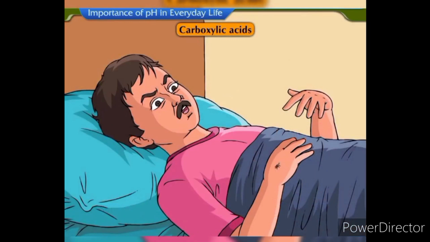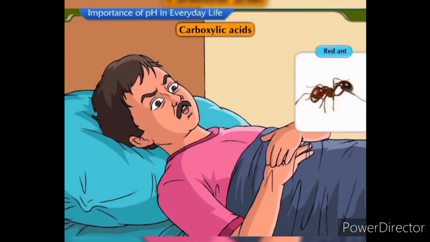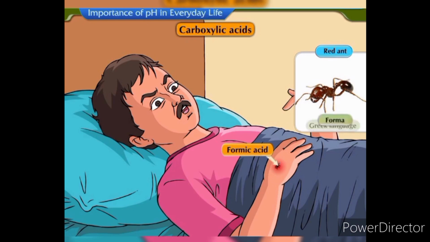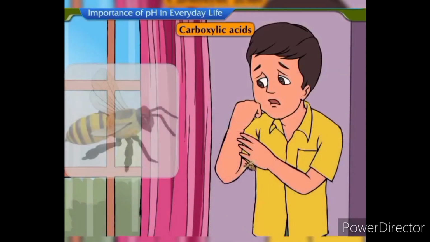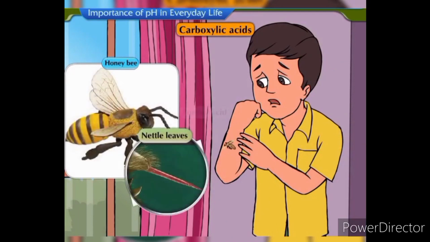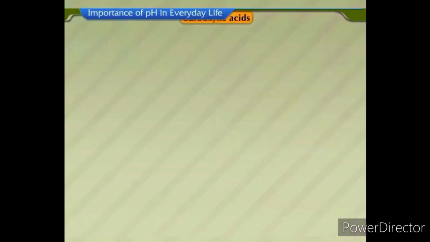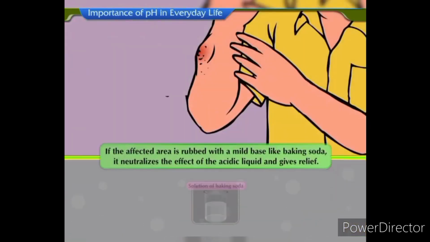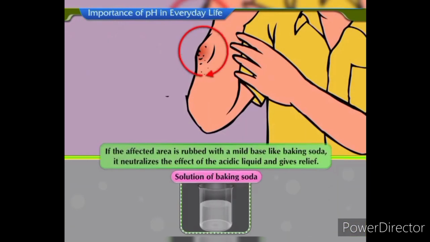Have you wondered why a sting by a red ant causes itching and irritation? This is due to the presence of formic acid in the sting. That is why red ants are known as formica in the Greek language. A honeybee sting and stinging hair of the nettle leaves also contain formic acid, which cause a burning sensation. If the affected area is rubbed with a mild base like baking soda, it neutralizes the effect of the acidic liquid and gives relief.